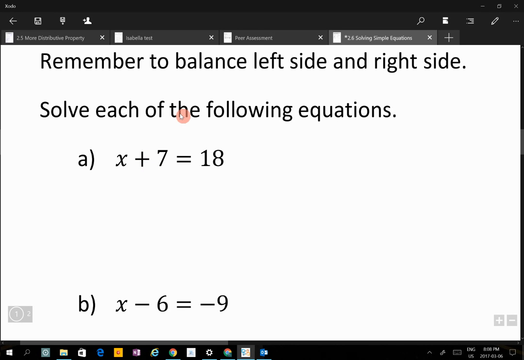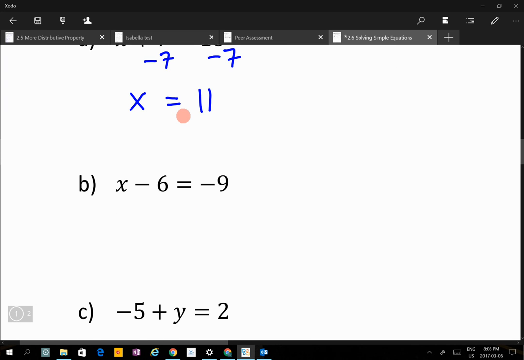So we're going to reverse this to a minus, so we're going to minus 7 on this. But to balance it on both sides, you have to subtract 7 or take away 7 on the right side as well. Okay, so here I'm left with x equals 18 take away 7 is 11. Okay, let's look at b.